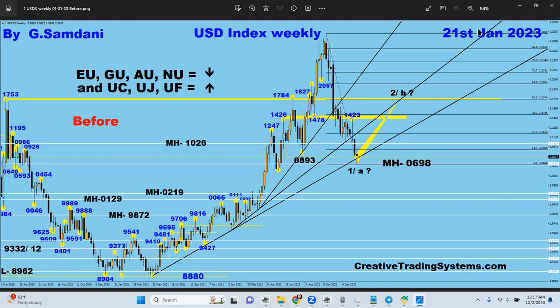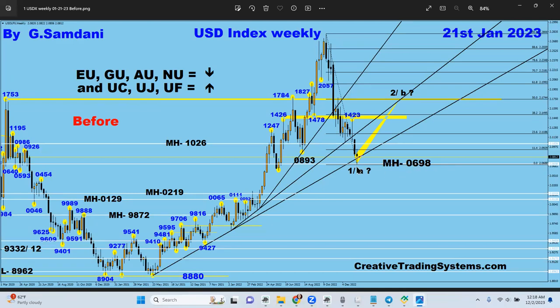So let's get started. I will take you back to the beginning of this year. Since January, I'm tracking this. I'm always tracking, but let's take a look at the charts since January. On 21st January, I made this chart. This is a weekly chart, US dollar index. It dropped all the way here, 0698, a huge number on a monthly chart.